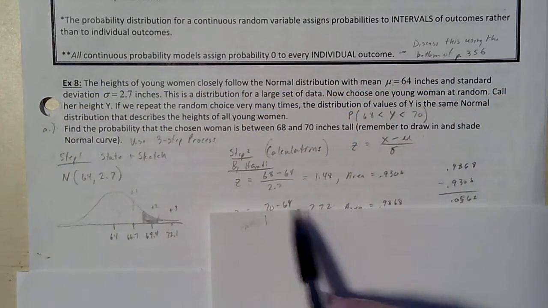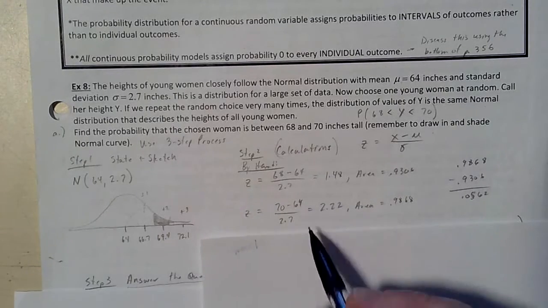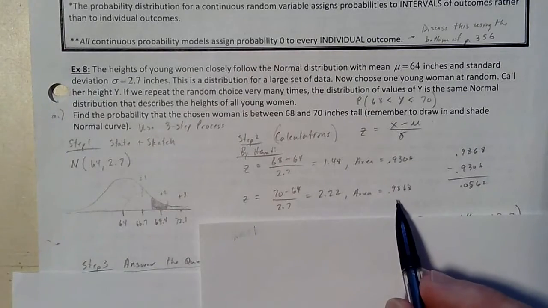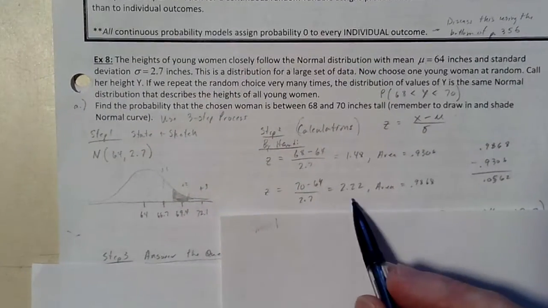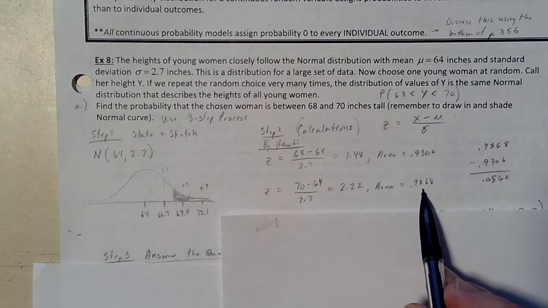Okay. All right, so I get 1.48 for that first z-score. I get 2.22 for the next one. So then we can use table A to get those corresponding areas. All right, so the area all the way over to the z-score of 2.22 is almost 98.68%.